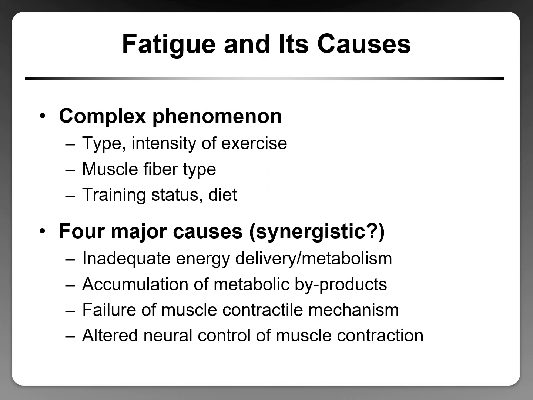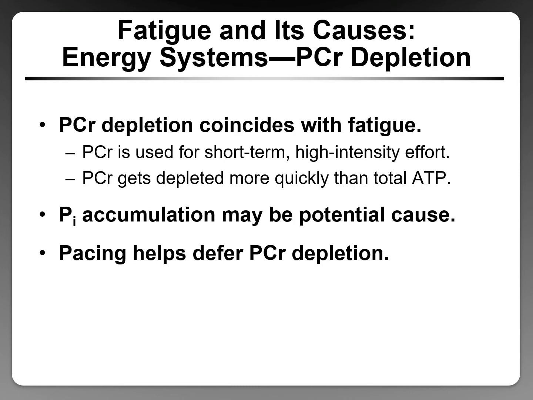But we've kind of identified 4 major causes that may be synergistic and interact with themselves, or maybe not. The first one is inadequate energy delivery or metabolism. The second is the accumulation of metabolic byproducts. The third is the failure of the muscle contractile mechanism. And the fourth is altered neural control of our muscular contraction. So let's dive into each of those a little bit more.